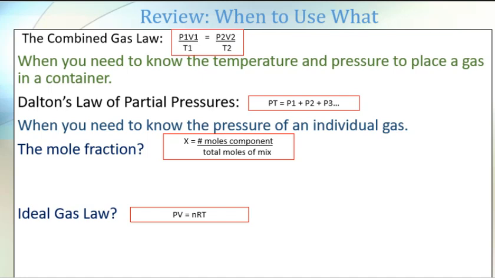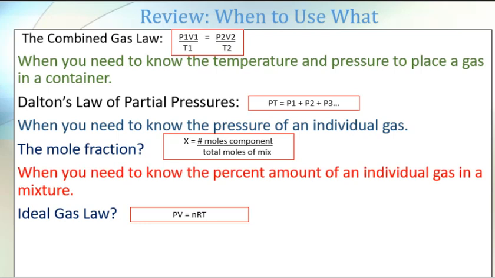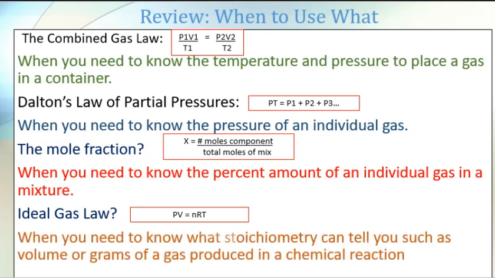We're going to need the mole fraction when we need to know the percent amount of an individual gas in the mixture, just one of those pressures. And our ideal gas law, did I say the top one was the most useful? I think it's really this one's the most useful. The ideal gas law, we use this when you need to know what stoichiometry can tell you, such as volume or grams of a gas produced in a chemical reaction.